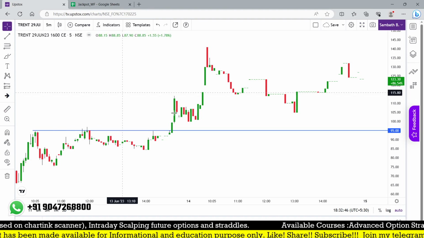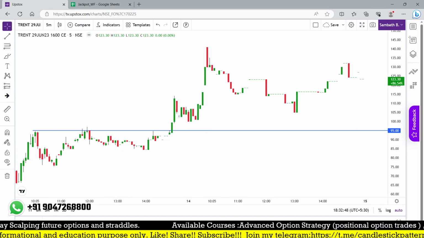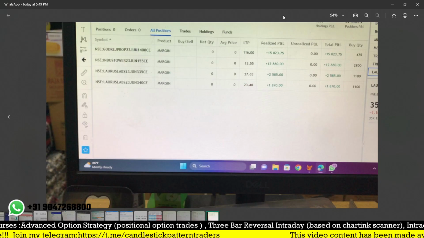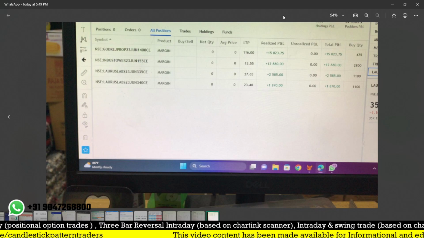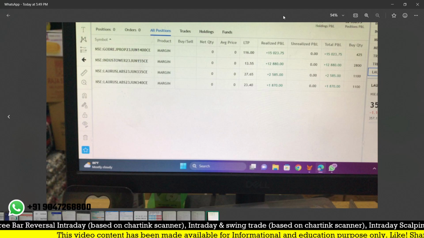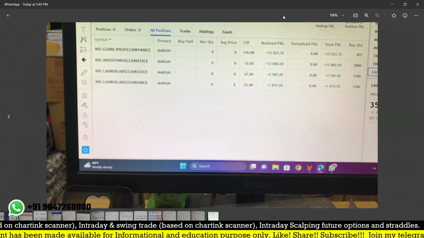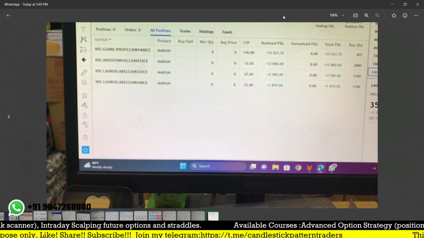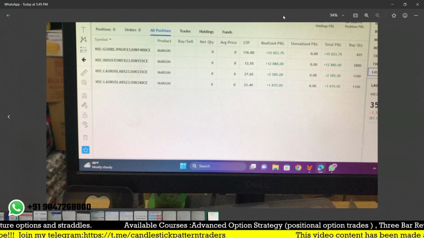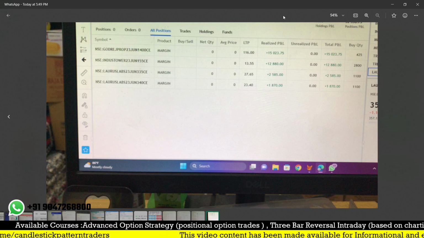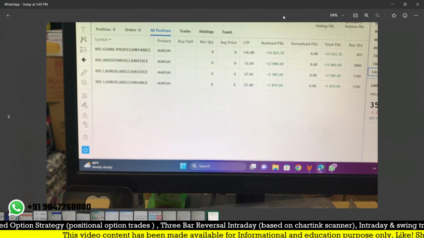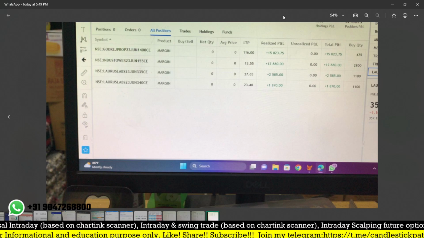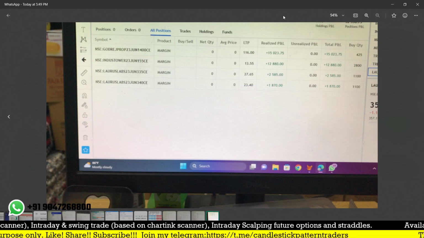One of my students shared his profit, so let me discuss the trade. I don't want to show you that chat. These are the screenshots shared by the student. Three trades: Godrej Properties 1400 call option, maybe around 15K profit, Indus Tower 155, and L&T 335 and 340. I will explain how the trade was taken and what the logic behind the trades was. I think he messaged me that he made more than 32,000 profit on these four trades.